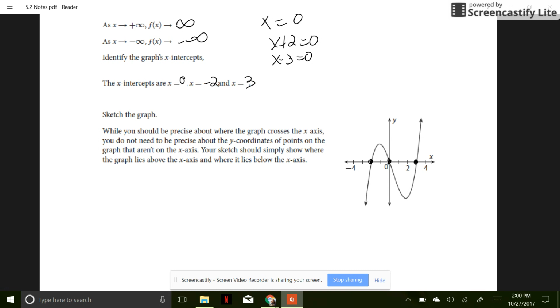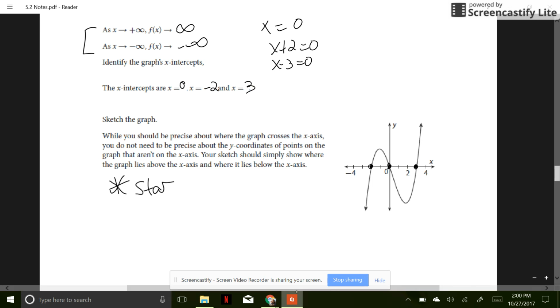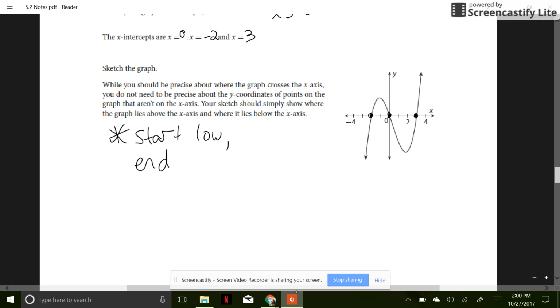So now before we start graphing, we need to analyze that end behavior. So if we look back at the end behavior, we graph left to right. So we'll actually look at the bottom statement here first. As x goes to negative infinity, so as we're on the left side of the graph, f of x goes to negative infinity. That means we're going to start low, down at negative infinity. And then our end behavior as we move to the right, as x goes to positive infinity, f of x goes to positive infinity. So we're starting low, but we're going to end high.